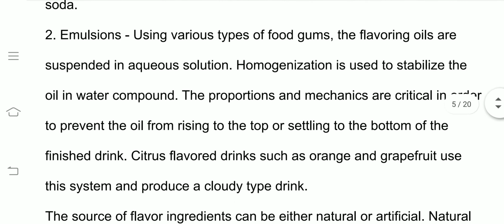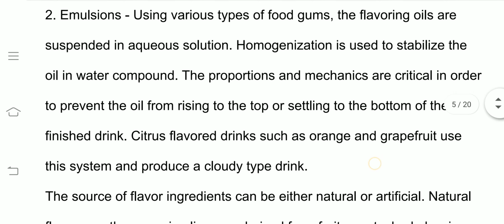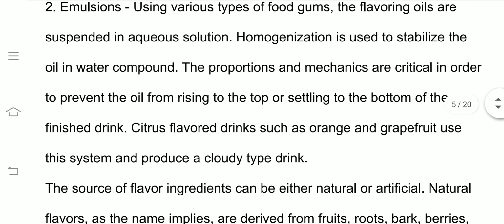Then second, emulsions, using various types of food gums, with flavoring oils suspended in aqueous solution. Homogenization is used to stabilize the oil in water compound.